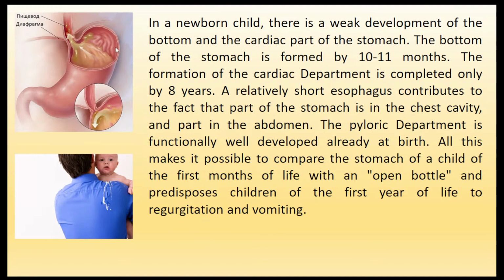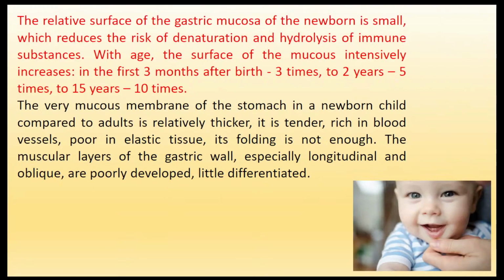The relative surface of the gastric mucosa of a newborn is small, which reduces the risk of denaturation and hydrolysis of immune substances. With age, the surface of the mucosa intensively increases. In the first 3 months after birth, 3 times, to 2 years 5 times, and to 15 years old 10 times increase in the surface of the mucosa of the stomach.